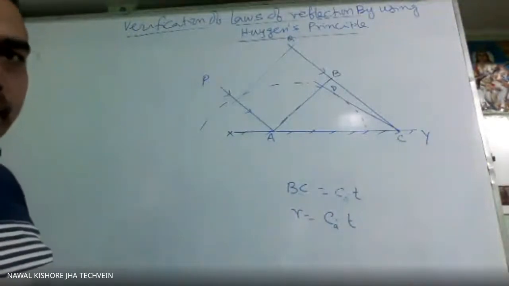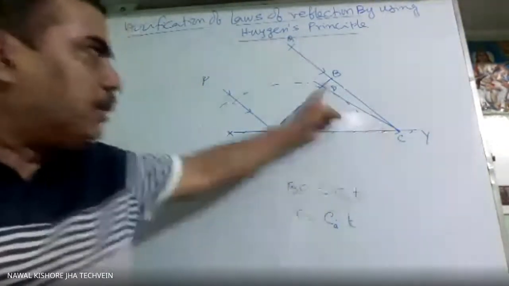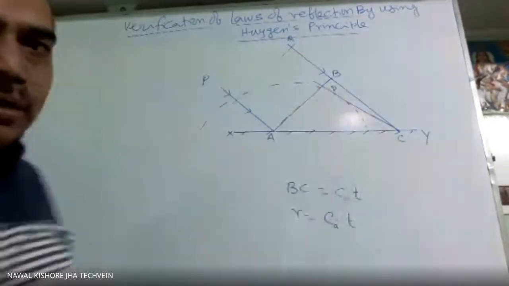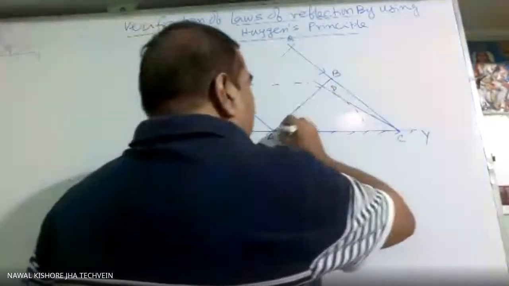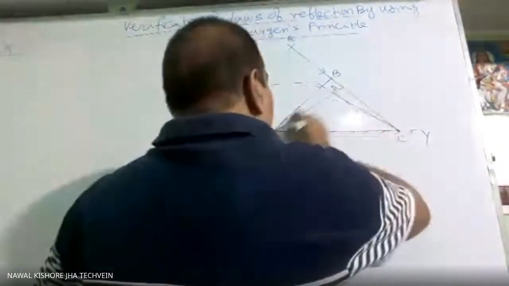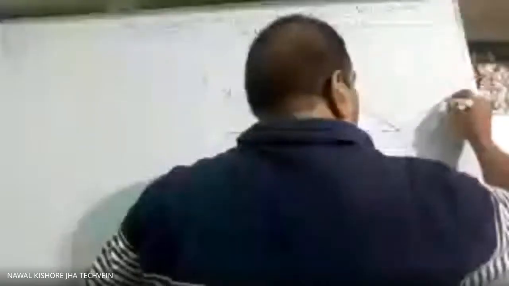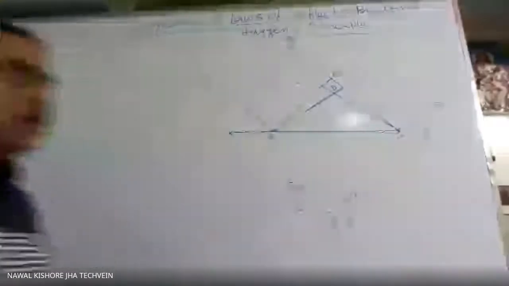As we know, the ray is perpendicular to the wavefront. So, this is the wavefront, CD. So, what will be the ray? If we join A and D, this will be our reflected ray. Okay. Till here we have done yesterday.